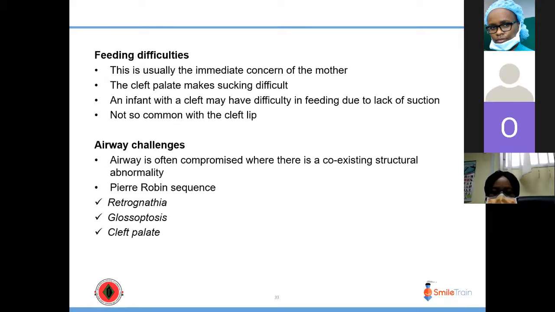The feeding difficulties. One of the immediate concerns of the mother of a baby born with cleft lip is aesthetics. That of the cleft palate is feeding. Depending on the severity of the cleft, the baby is unable to successfully suck because he cannot maintain the sucking function, and also because of nasal regurgitation.